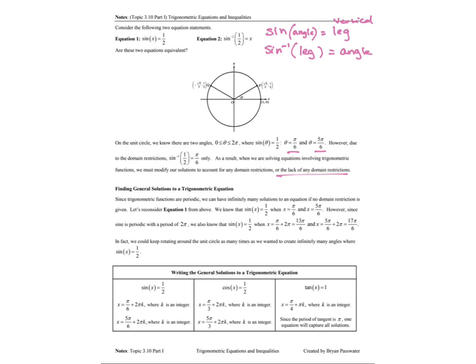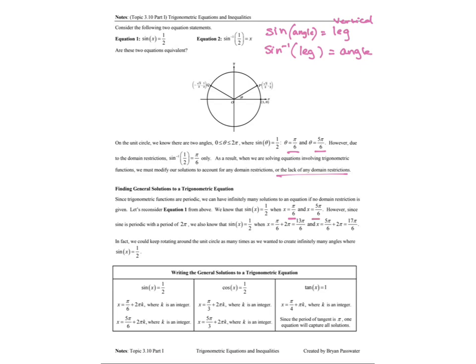It says finding general solutions to a trigonometric equation. So this is going to be halfway down the page. Since trigonometric functions are periodic, we can have infinitely many solutions to an equation if no domain restrictions are given. So let's consider equation 1 from above. We know that sine of x is half when x equals pi over 6 and when x equals 5 pi over 6. Are y'all reading that?